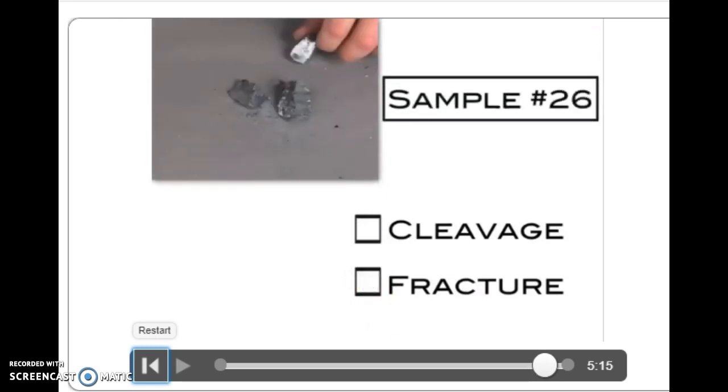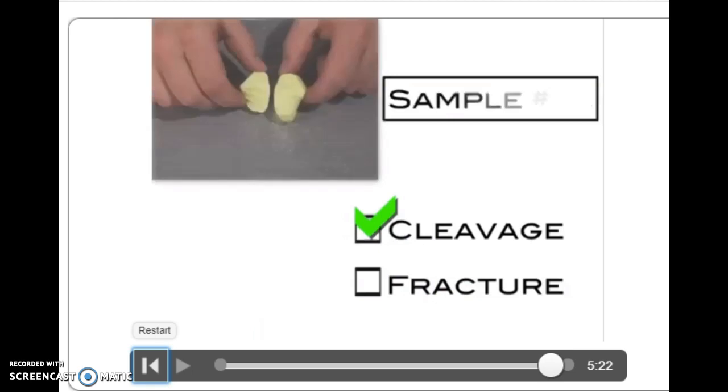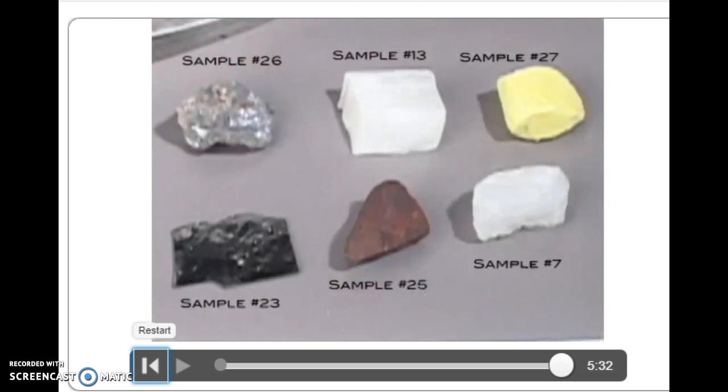Sample 26 breaks along smooth faces. It has 3 directions of cleavage at right angles to each other. Sample 27 does not exhibit cleavage. It seems to crumble in places, but also shows conchoidal fracture. Now that you've observed and recorded the presence of cleavage and fracture, you can use these properties to help you identify the minerals in your lab.